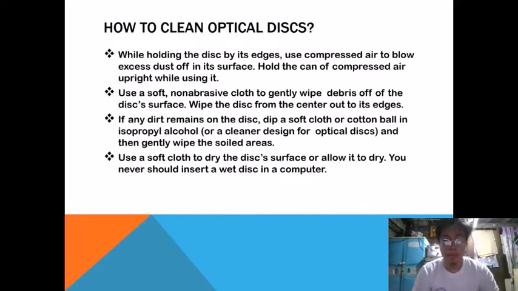If any dirt remains on the disk, dip a soft cloth or cotton ball in isopropyl alcohol or a cleaner designed for optical discs, and then gently wipe the soiled areas. Use a soft cloth to dry the disc surface or allow it to dry. You should never insert a wet disc in a computer.